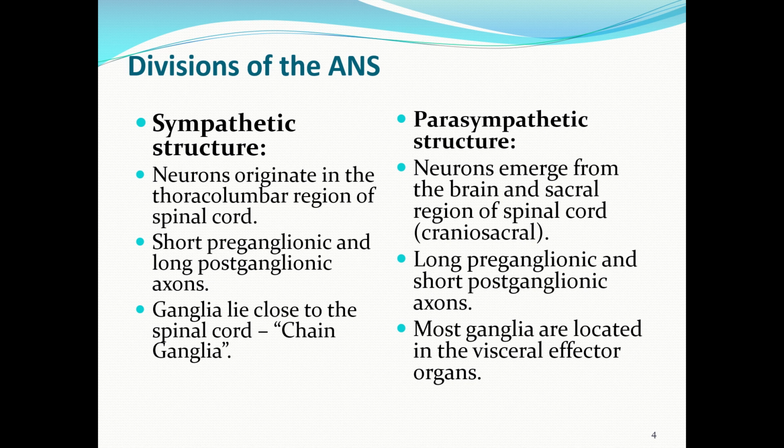In the parasympathetic division, neurons emerge from the brain and the sacral region of the spinal cord. They have long preganglionic and short postganglionic axons, and most ganglia are located in the actual visceral organs.